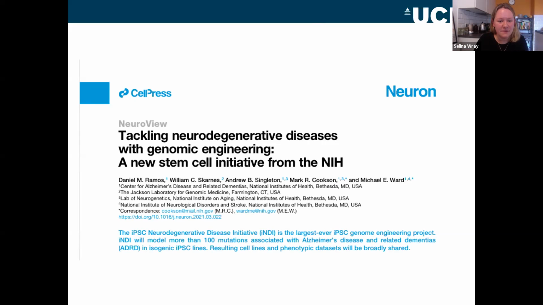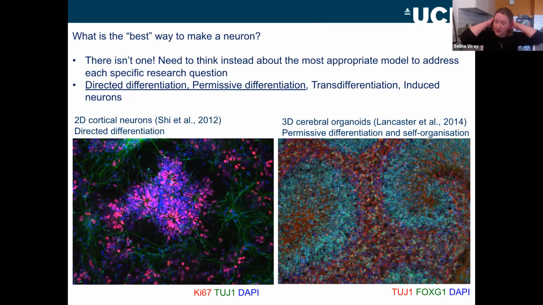So for my last few minutes, I just wanted to look at a different question, which is probably the second most common question that I'm asked, which is, okay, I've got my iPS cells. What's the best way to make a neuron? And the short answer is there isn't a best way. There are different ways that you can take stem cells and use them to make neurons. And instead of thinking, which is the best way, we need to reframe this as what's the most appropriate model to address the question that I'm interested in.